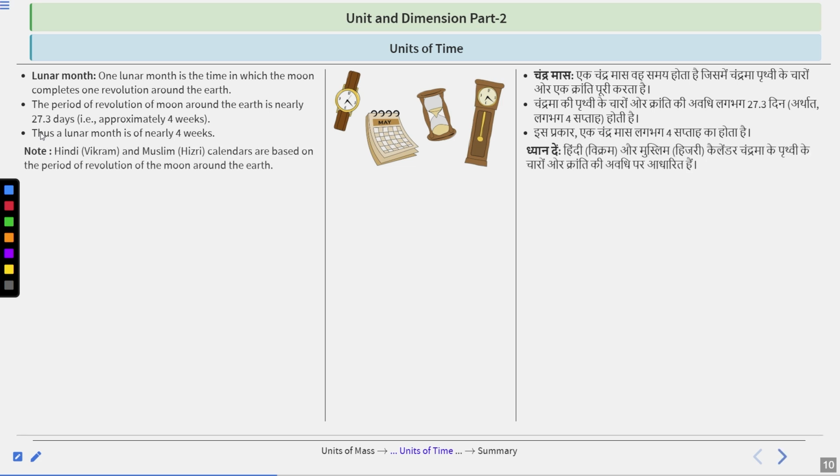There is an important note. In Hindus, we follow the Vikram era or Vikram calendar. In Muslims, we follow the Hijri era or Hijri calendar. Both these calendars are based on the period of revolution of the moon around the earth, which means the lunar month. 27.3 days, 4 weeks approximately.